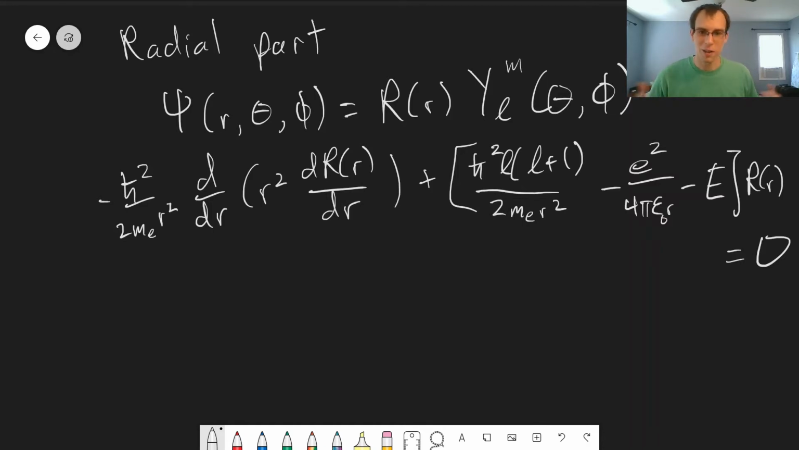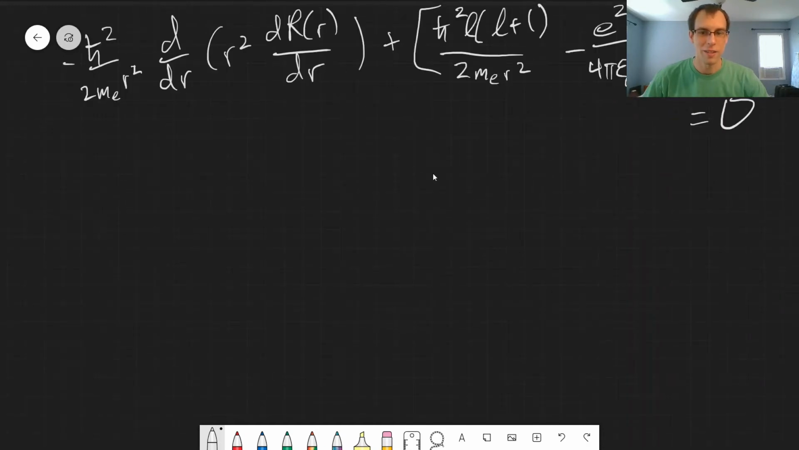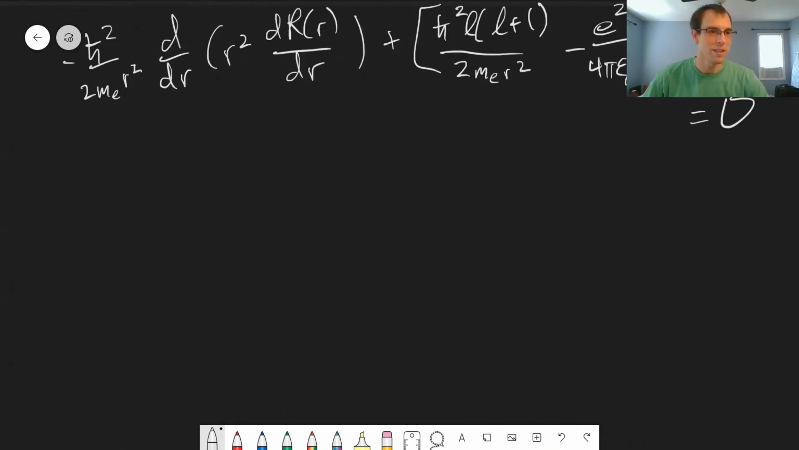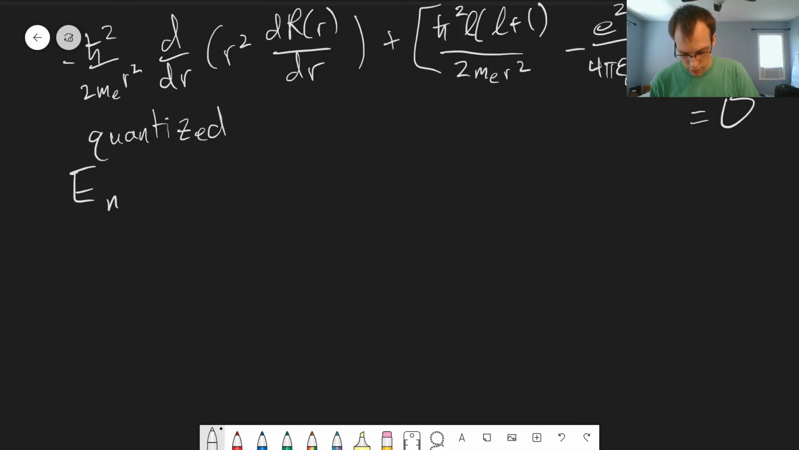And yet again, we're not going to go through how to actually solve this. Instead, we're just going to look at the solutions. So the key points of our solutions. Number one is that when we solve, we saw that energy was part of this. We get the energies, and they depend on a quantum number n. So we get quantized energies that depend on the n quantum number.